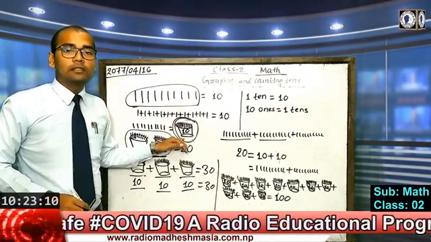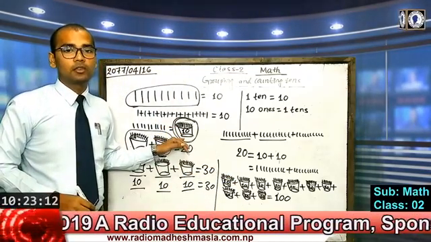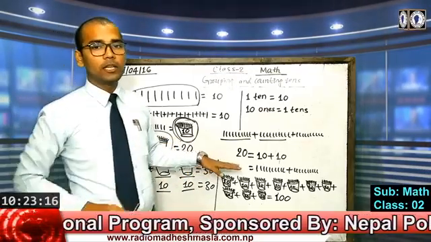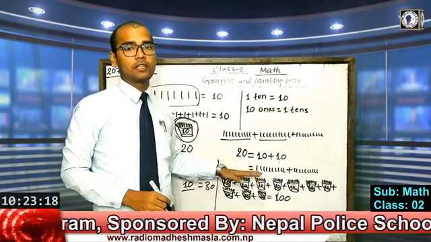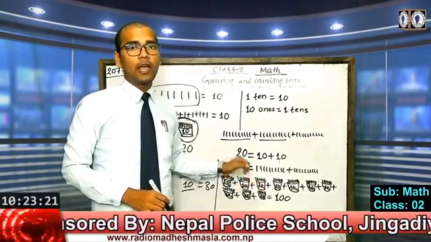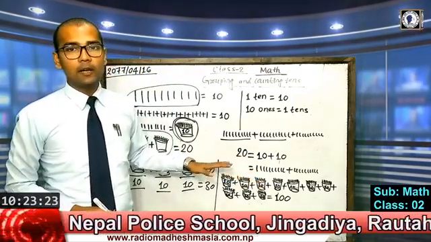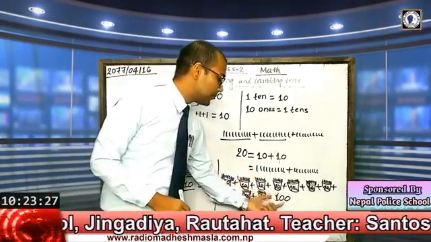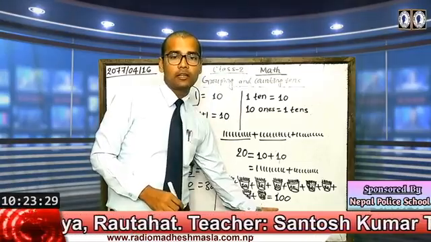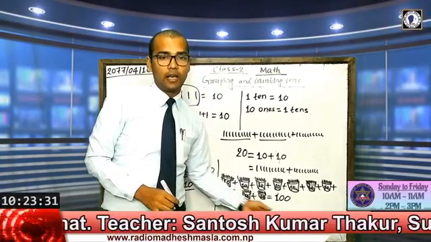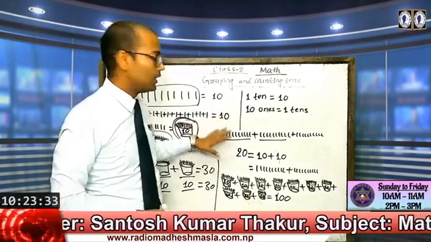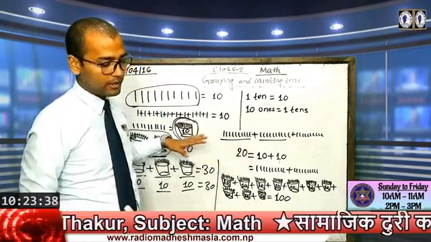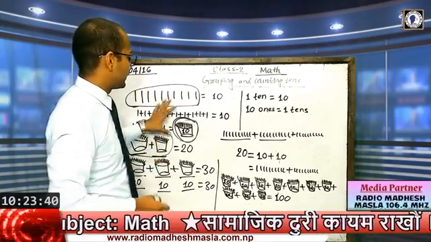In the same way, one bunch of pencils holds 10, 2 bunches 20, 3 bunches 30, 4 bunches 40, 5 bunches 50, 6 bunches 60, 7 bunches 70, 8 bunches 80, 9 bunches 90, and 10 bunches 100. In this way the number forms from tens, and we can count the tens in this way.